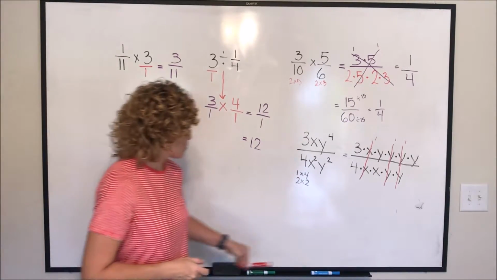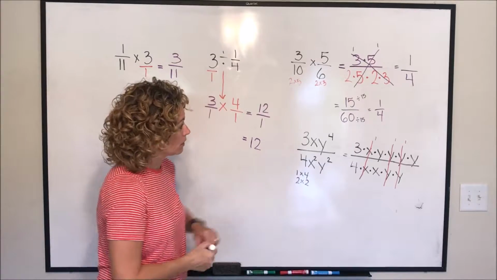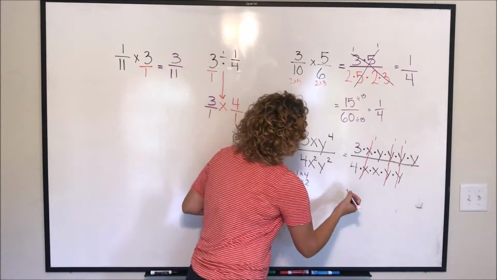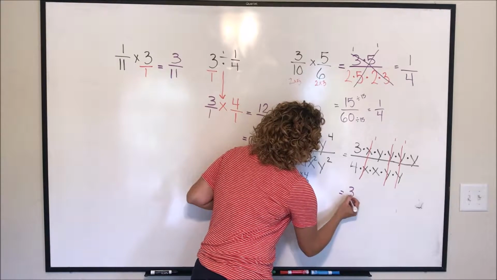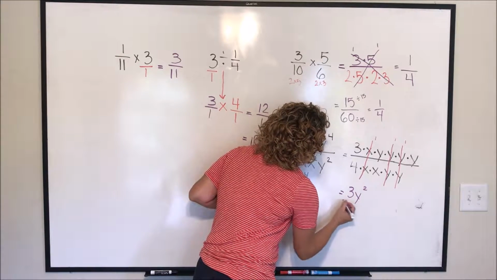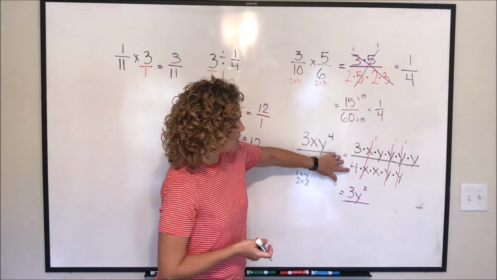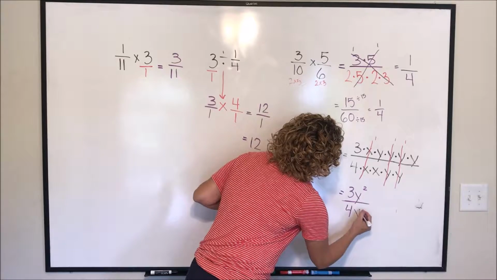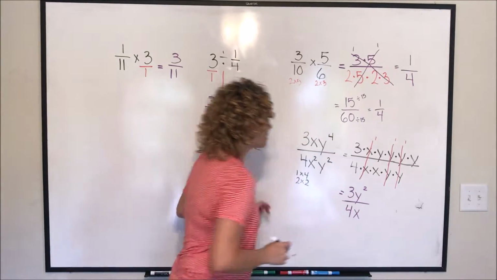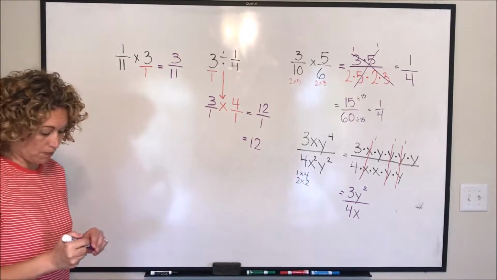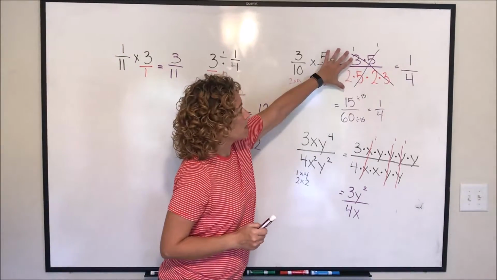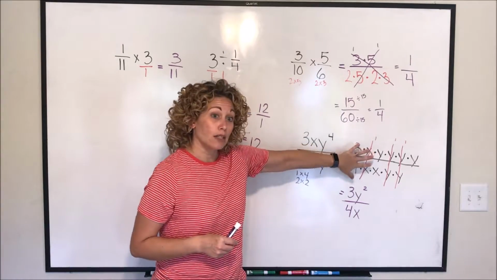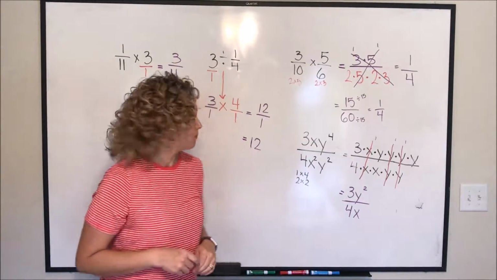That leaves us with an answer of 3y times y. So if we have a y times y, that means we have a y squared. And in the denominator, we have a 4 and an x. That is actually the answer to this problem. That is why if we can begin to look at the fractions in that idea, when you get to it in algebra, you'll understand what to do.